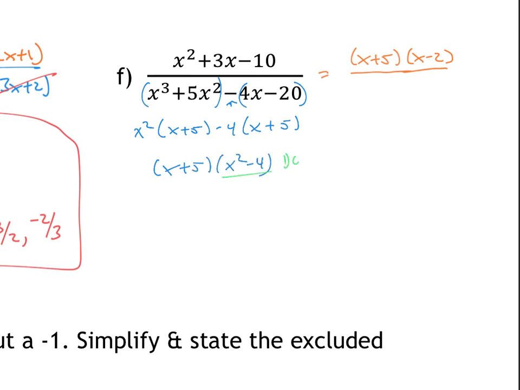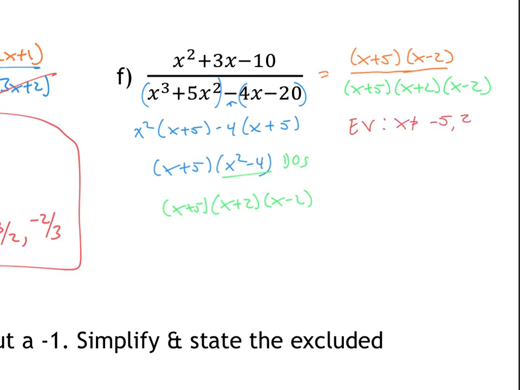This right here, that's your difference of squares. You should start to see that from now. So x plus 2, x minus 2, and x plus 5. So x plus 5, x plus 2, and x minus 2. So I have it completely factored up top. So I know my excluded values here. X cannot equal negative 5, it cannot equal 2, and it cannot equal negative 2.